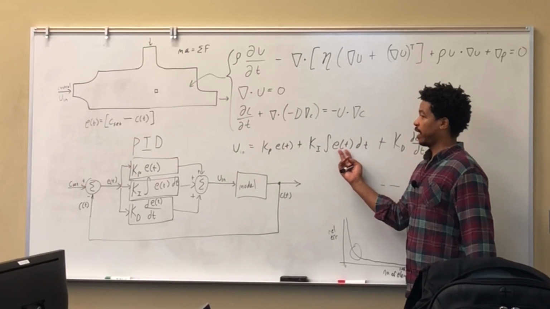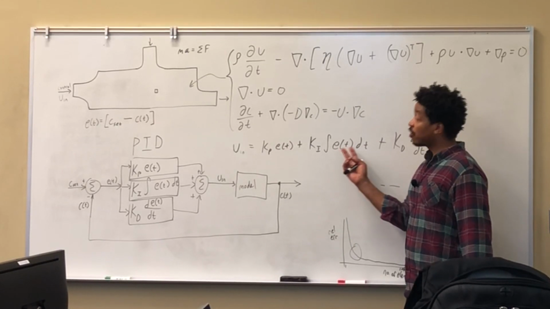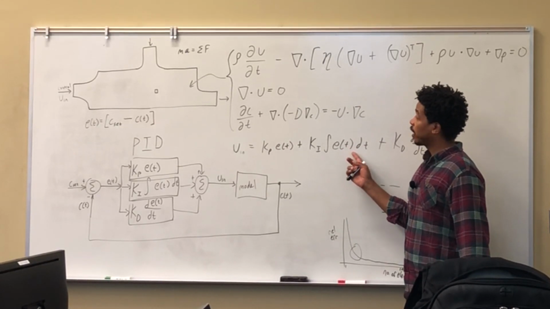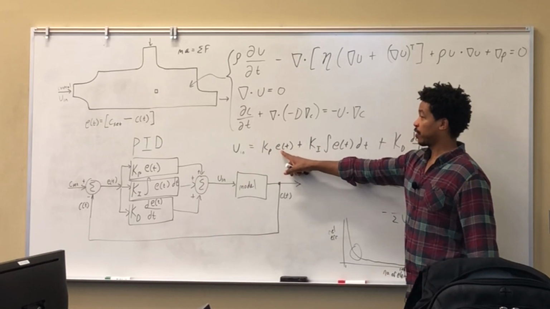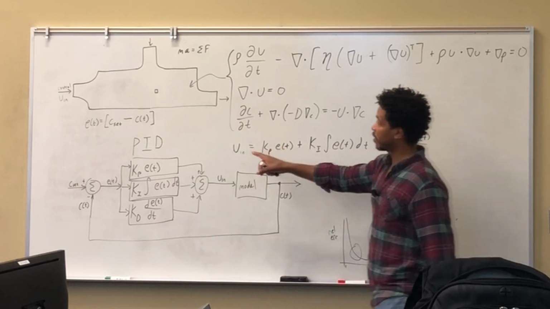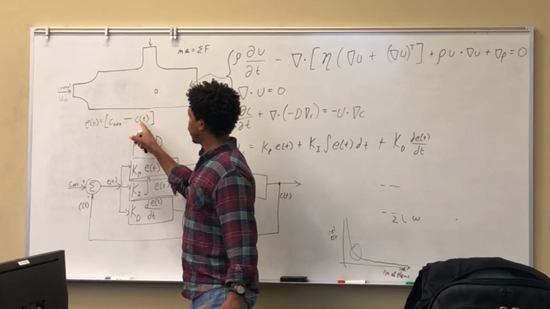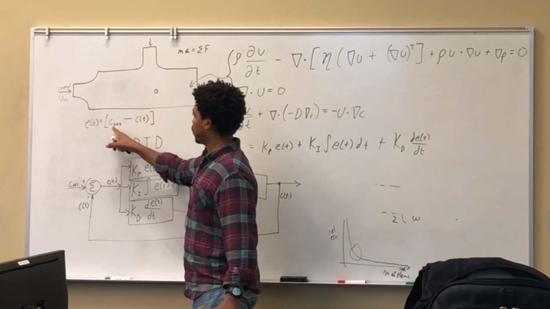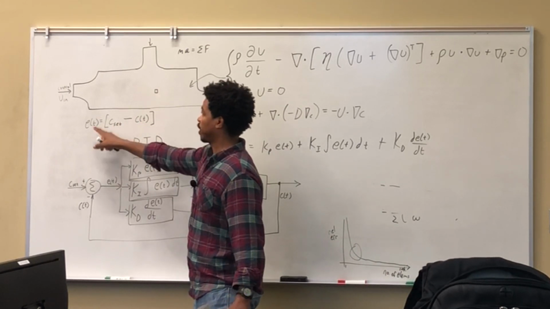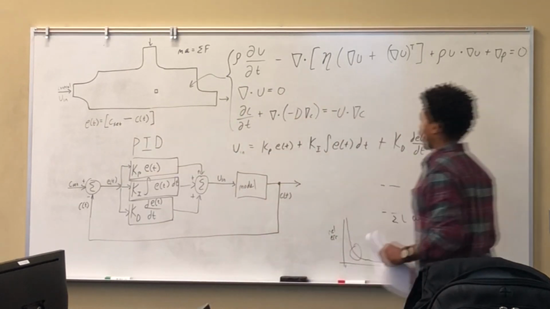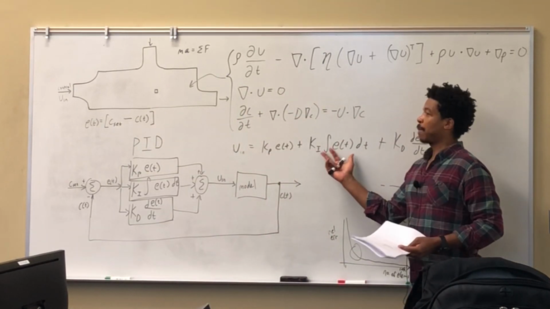Because remember, you're integrating this over time, and your goal is to have E of t be 0. Because when E of t is 0, that's when this C of t equals C set. And that's your ultimate goal. Okay? But what kind of problem can happen with this part right here?